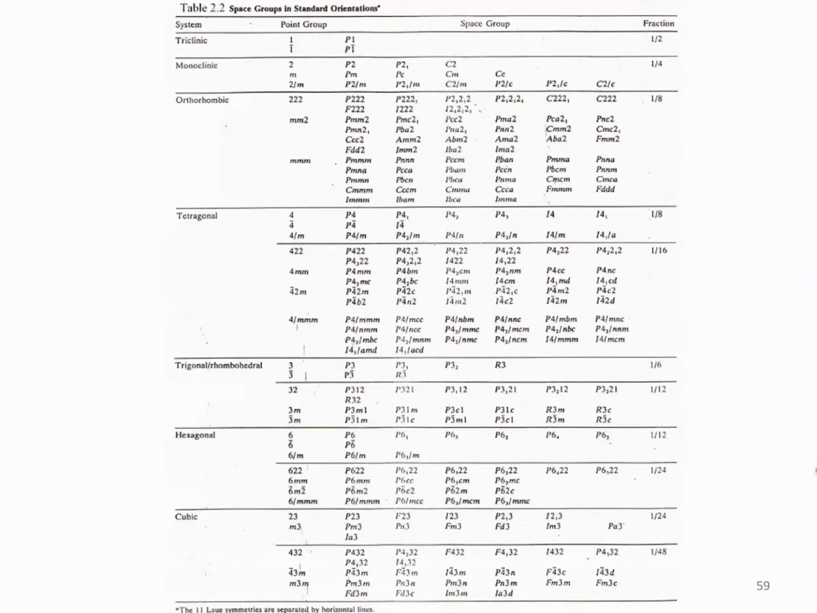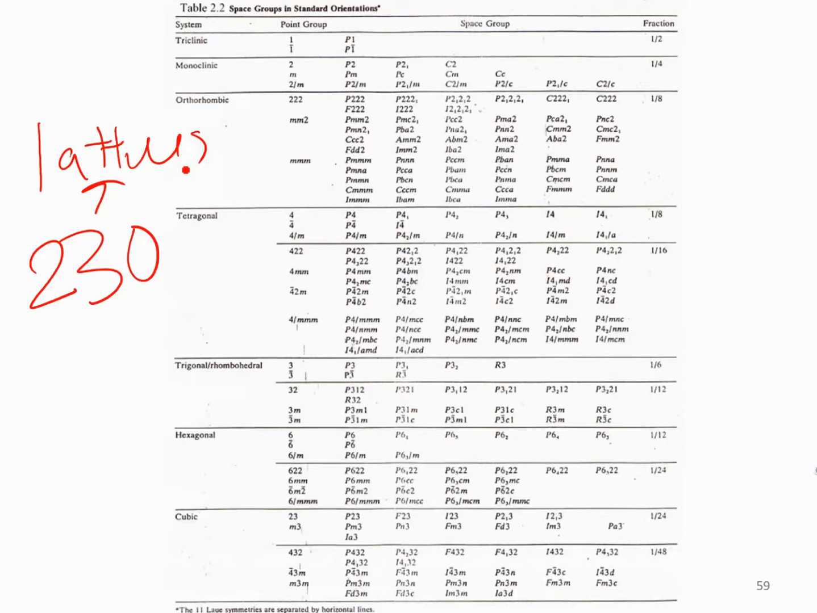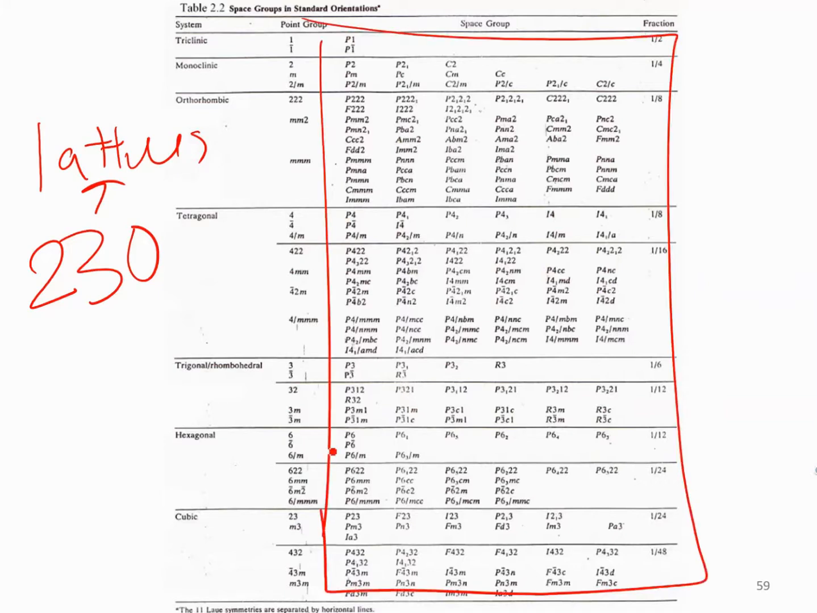Okay, you don't have to memorize this table. This table shows you the 230 space groups. Remember just now I mentioned that for the lattice, there are only 230 types of the lattices. Okay, so these are the 230 types of the lattices.